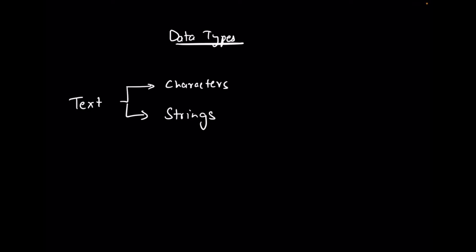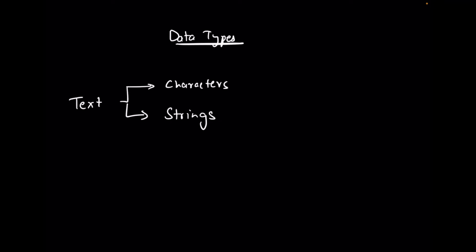The next type of data is text data. Now, text data is further classified into characters and strings. Characters are just single Unicode characters like capital A or small c or the percentage sign or even a space. A string is a sequence of characters like hello world or John.